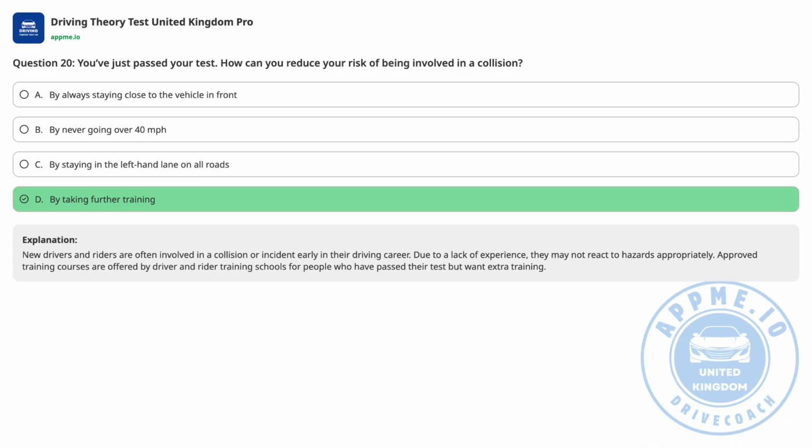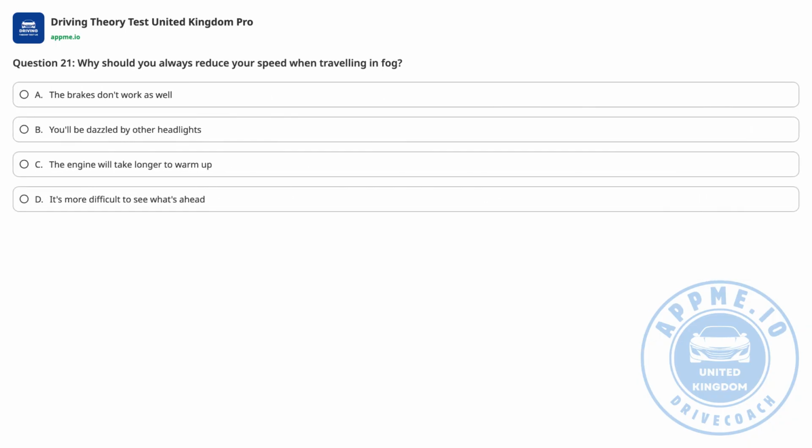The correct answer is D. Question 21. Why should you always reduce your speed when traveling in fog? A. The brakes don't work as well. B. You'll be dazzled by other headlights. C. The engine will take longer to warm up. D. It's more difficult to see what's ahead.